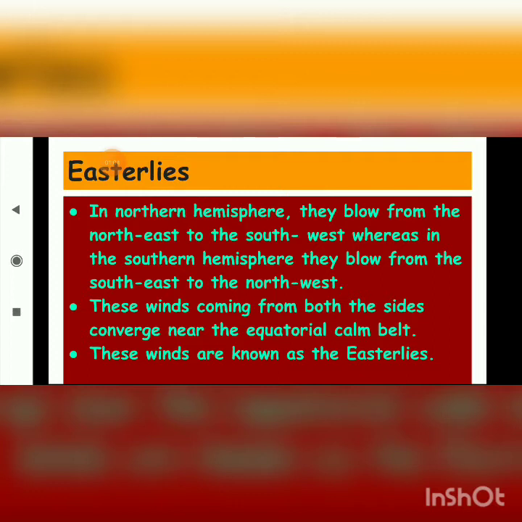These winds coming from both sides converge near the equatorial calm belt. Converge means what, students? It means they meet. So when these winds coming from both sides meet near the equatorial calm belt, these kinds of winds are called easterlies. Students, what are these kinds of winds called? These kinds of winds are called easterlies. Okay, moving to our next one.